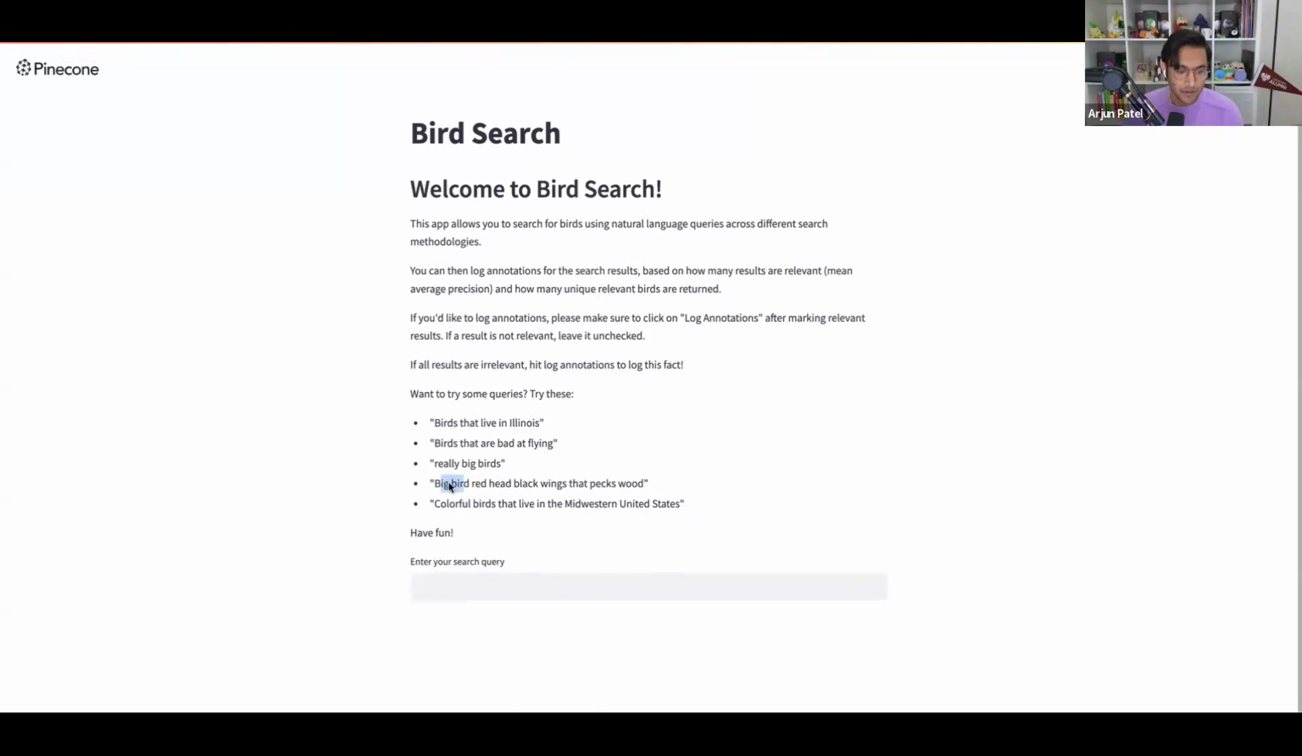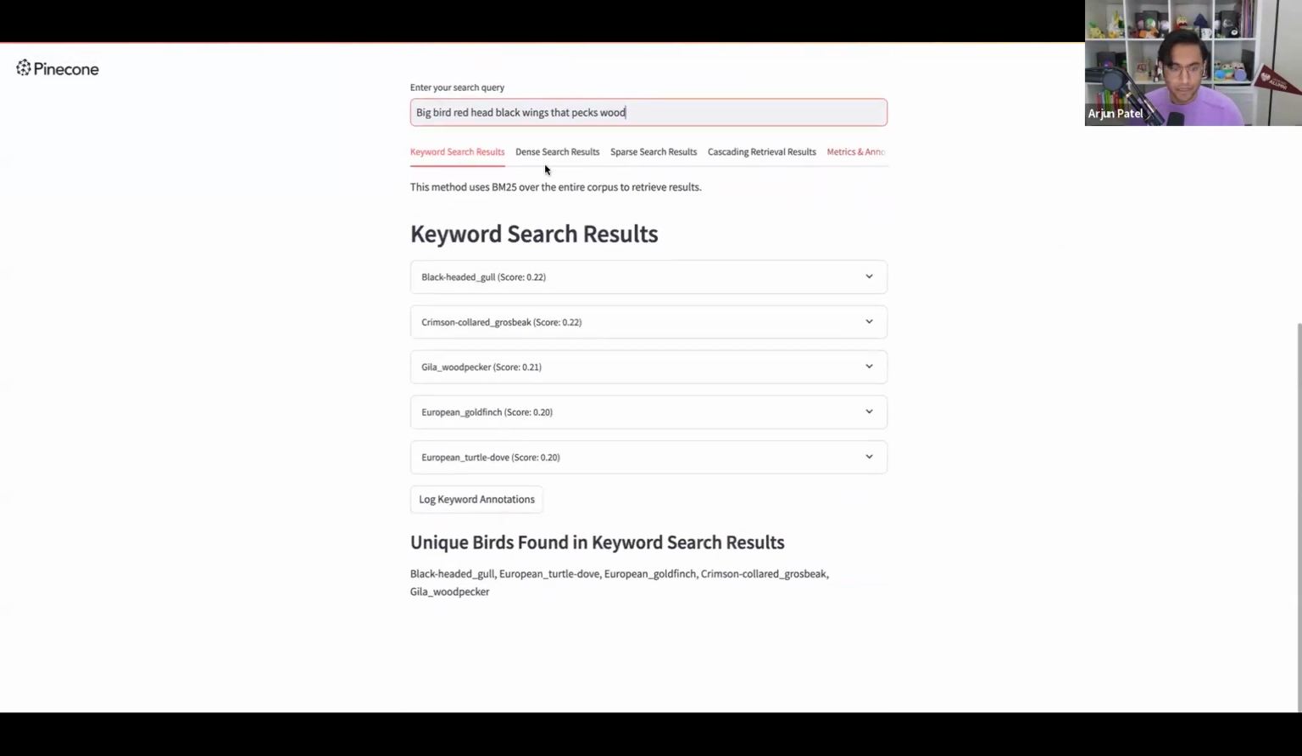The first one I want to show you all is the one that we started with at the beginning, which was big bird, red head, black wings that pecks wood. So I'm going to go ahead and hit enter. It'll take a few seconds to compute all of the queries, and we'll get our results back. We'll go over each of the results and annotate them to see whether they're relevant or not relevant.